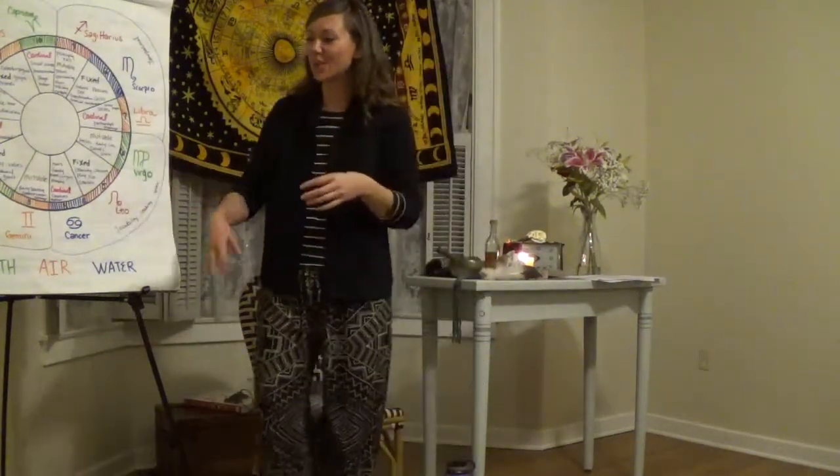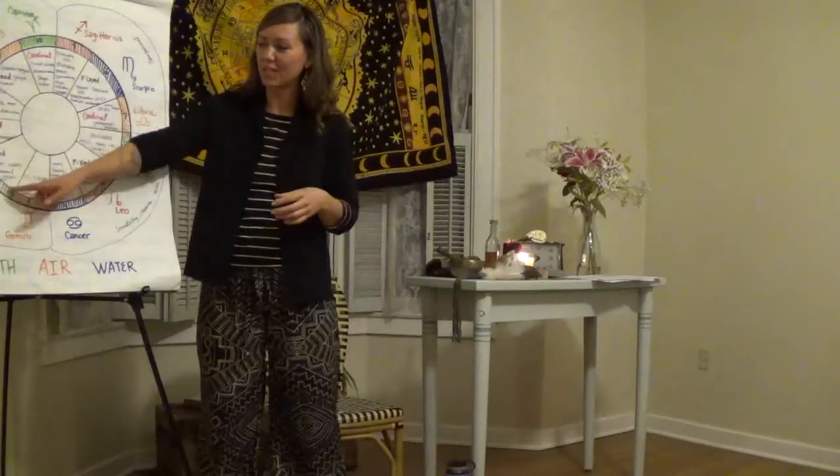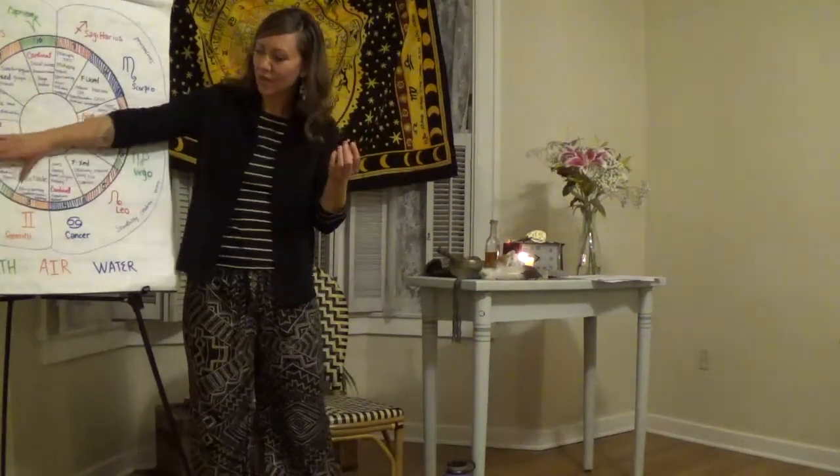So you can see we're going to take these 4 elements, we're going to take the 3 dispositions, we're going to start with cardinal fire because that's what brings in life. We're going to move into fixed earth because that is what nourishes and sustains life. That's what gives life what it needs. We're going to then move into Gemini, which is mutable air.